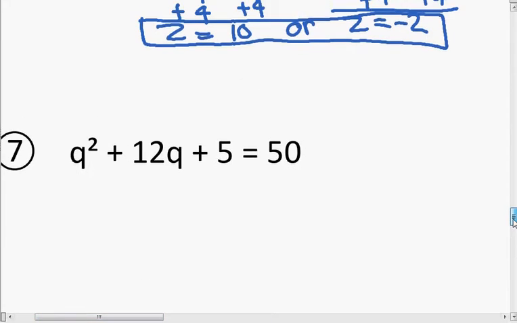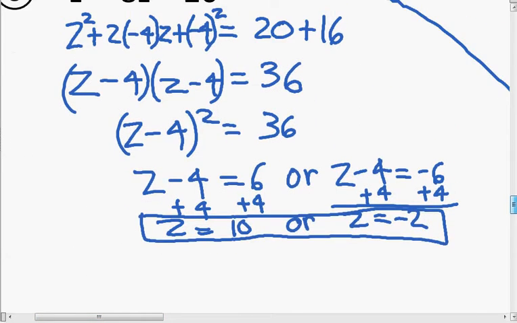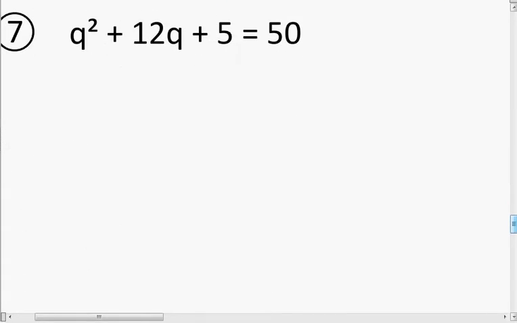So, we just did number 6, where we added something to both sides to make a perfect square binomial. Now I'm going to do number 7. Number 7 is a little bit different. I have something there, so it's not like number 6, but I can make it like number 6. Number 6 I could make into a perfect square binomial. I'm going to subtract 5 from both sides.